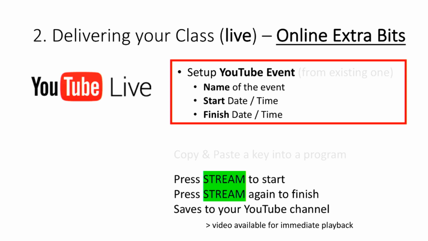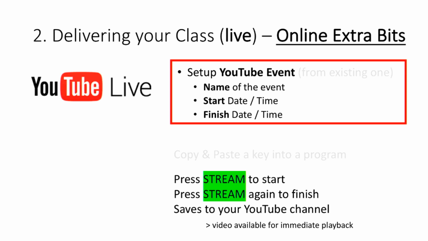And what you've got to do for every class is you just got to create an event. And we've taken all the hard work out of this. We can just copy an existing event, and you've got to make 3 changes. You've got to specify the name of the event, so it might be week 3, class 2. You've got a start date and time. You've got a finish date and time. And once you specify those, your event is created. Currently, we have to copy and paste a key into a program, but that's about to disappear.